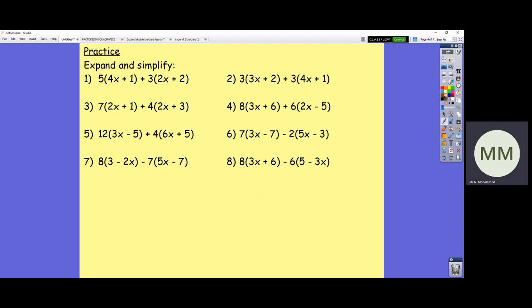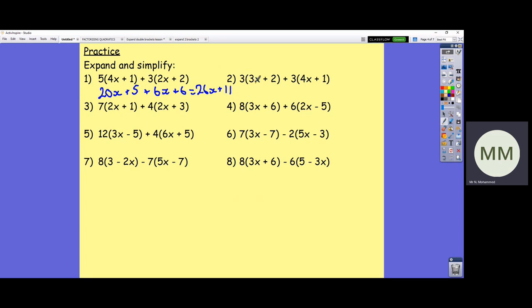Okay, I'm going to go through the answers now for these questions. The first one, I do 5 times 4x. I'm not going to do the curves this time because of lack of space. That gives me 20x there, plus 5, plus 6x, plus 6. And that would simplify down to 26x plus 11. I go into the next one.